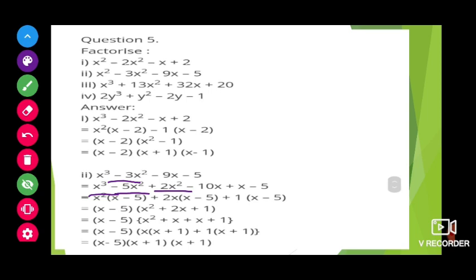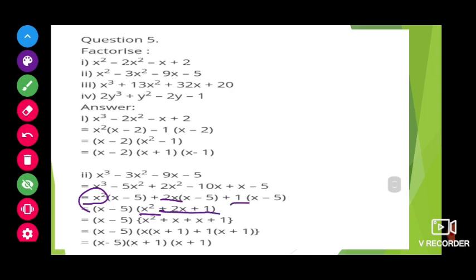Now from this 2, x square out, so the remaining is x minus 5. Now from this 2, 2x is out. So the remaining is x minus 5, meaning from the 2x square, if 2x is out, x is remaining. From the minus 10x, 2x is out, so the remaining is minus 5. Plus x minus 5 as it is there, so just take out plus 1. Now for all the terms we have x minus 5 as common. So take out x minus 5. Now the remaining here is x square plus 2x plus 1.